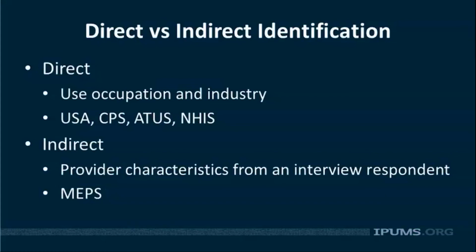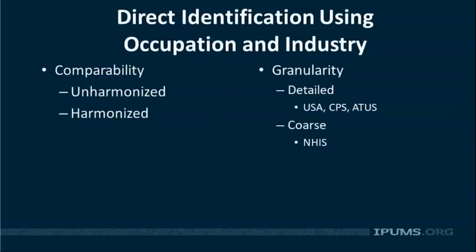Later, Julia will illustrate different ways that IPUMS data can be used to study the health workforce, including an example focused on MEPS, where indirect identification of the health workforce is required. So first, on to direct identification of the health workforce. To directly identify the health workforce, you can use information about occupation and/or industry, depending on how you define the health workforce. We'll spend most of our time on occupations to illustrate the issues around comparability and granularity, but it is up to researchers to define the health workforce in the way that is most appropriate for their research questions.